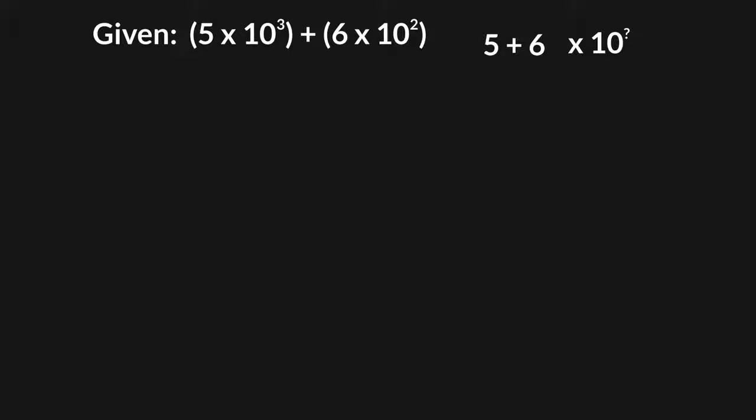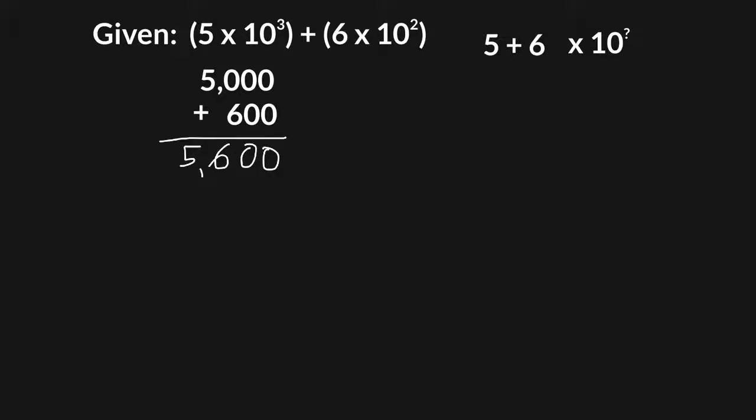So let's look at it as if we were to expand out the problem. If we were to take 5 times 10 to the 3, that's 5,000. 6 times 10 to the 2, that is 600. Take these two and add them together. We add them together like this. You're going to get 0, 0, 6, 5. So that's 5,600. And that makes sense.